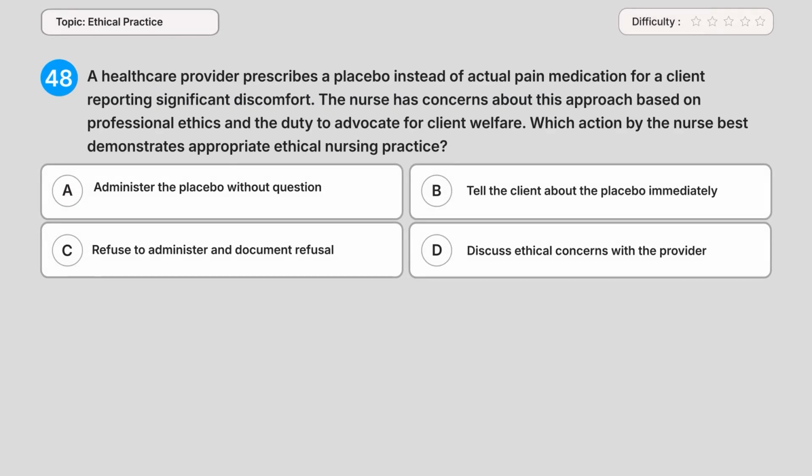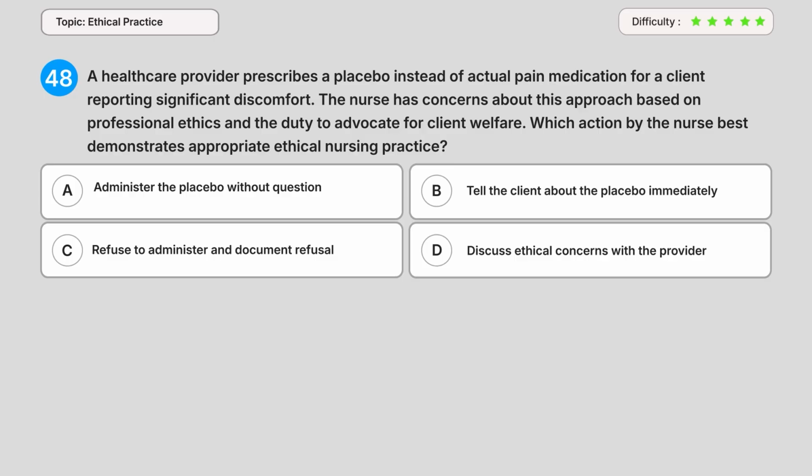48. A healthcare provider prescribes a placebo instead of actual pain medication for a client reporting significant discomfort. The nurse has concerns about this approach based on professional ethics and the duty to advocate for client welfare. Which action by the nurse best demonstrates appropriate ethical nursing practice?